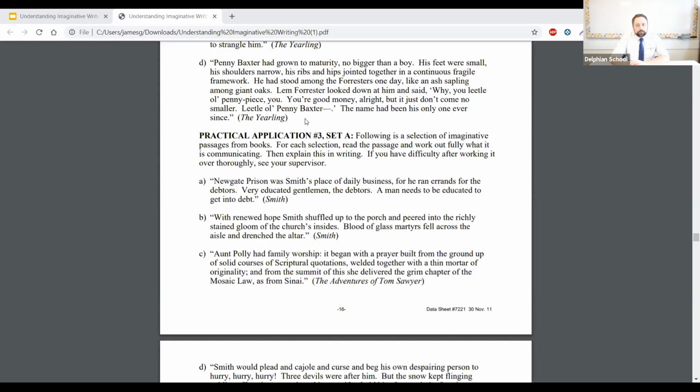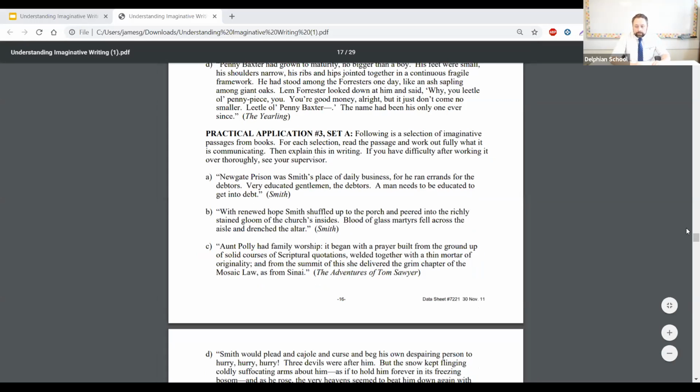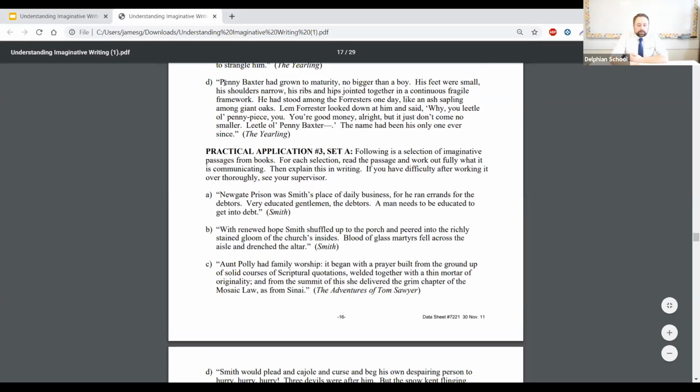All right, so let's go through this, and first off, we're going to define what a few of these words mean to make sure that we're all on the same page about what it's saying. Okay, so this character's name, his nickname is Penny. Penny Baxter had grown to maturity. So maturity just means when you're grown up. Maturity, when you mature. This is an adult man that we're talking about, but it says that he is no bigger than a boy.